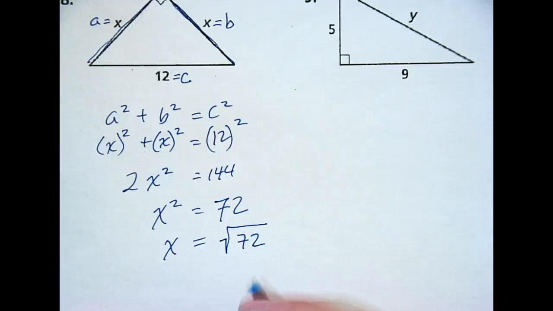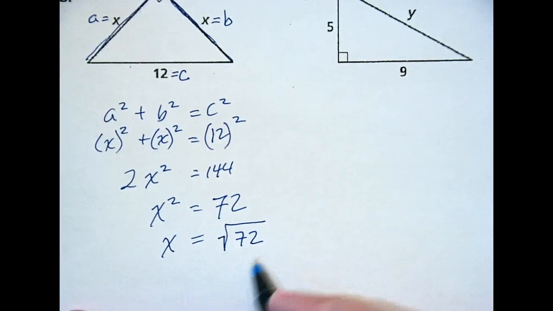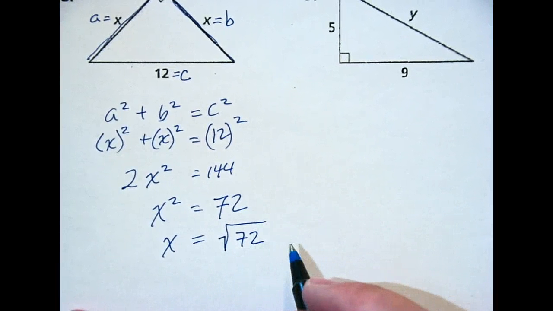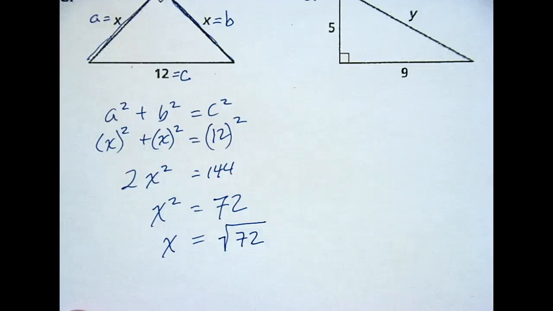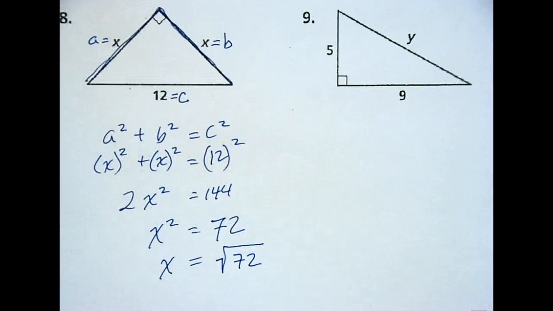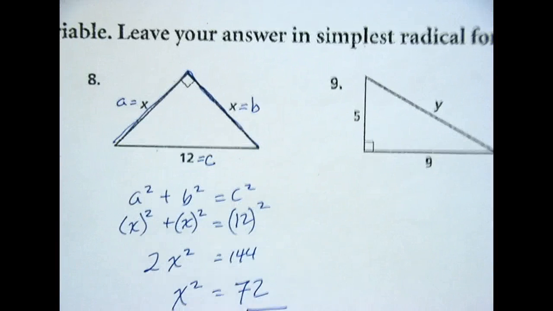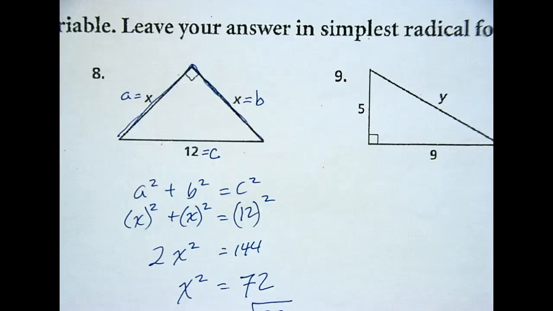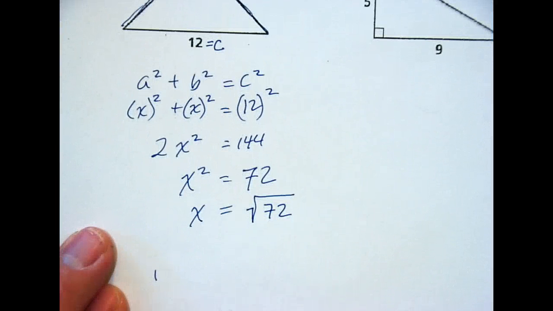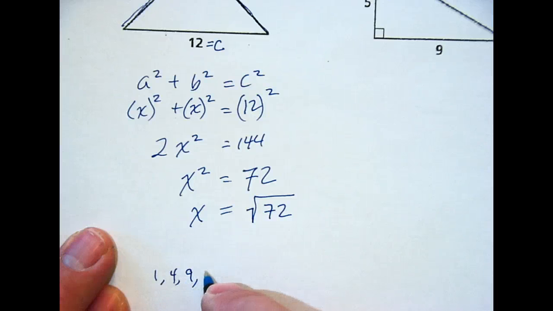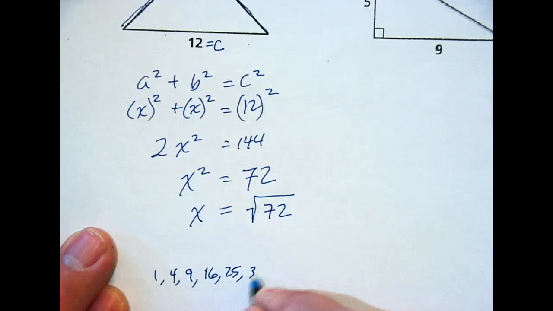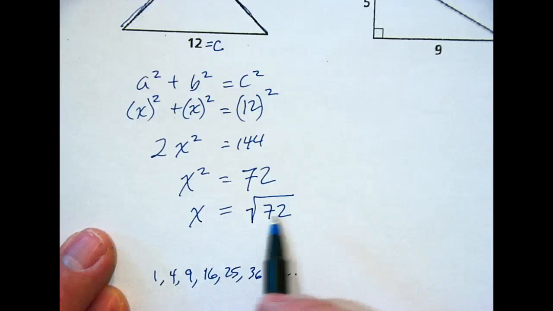You guys studied this last year in algebra. Okay? What perfect square goes into 72? Yeah, 9. Okay? Now, for those of you who don't even know what a perfect square is, that's your 1 times 1, which is 1, and that goes into everything. 2 times 2, 4. 3 times 3, 9. 4 times 4, 16. 25, 36. Those are all perfect squares. You want to know what perfect square can go into that.